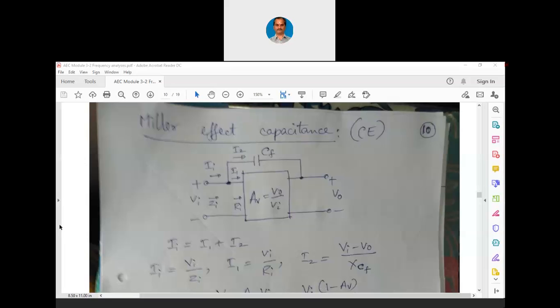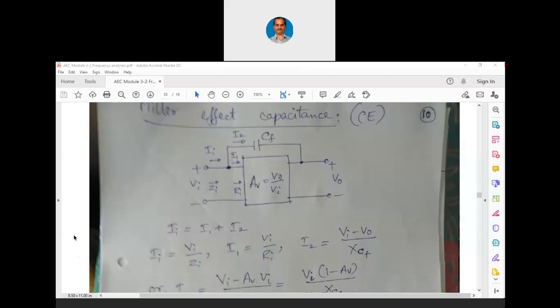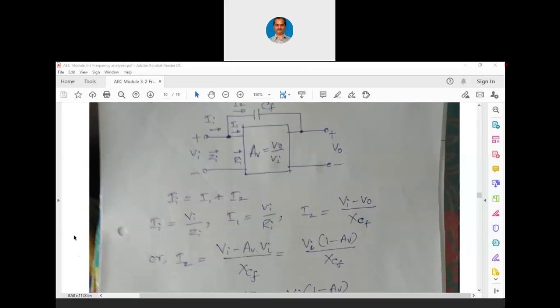What is I2? I2 is Vi minus V0 divided by XCF. We are specifically writing Vi minus V0 because we are proceeding from the input side. So these equations are very straightforward. II equals Vi by Zi, I1 equals Vi by Ri, and I2 equals Vi minus V0 divided by the reactance of the feedback capacitance, that is XCF. So using these basic equations, let us now proceed.